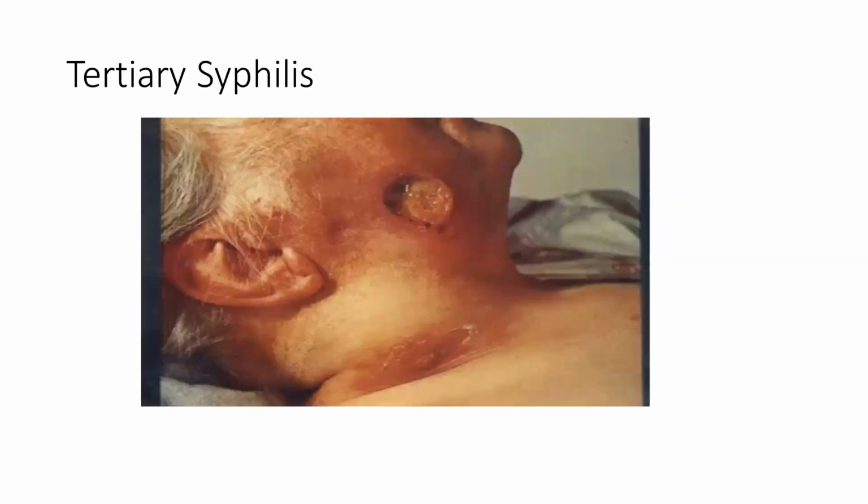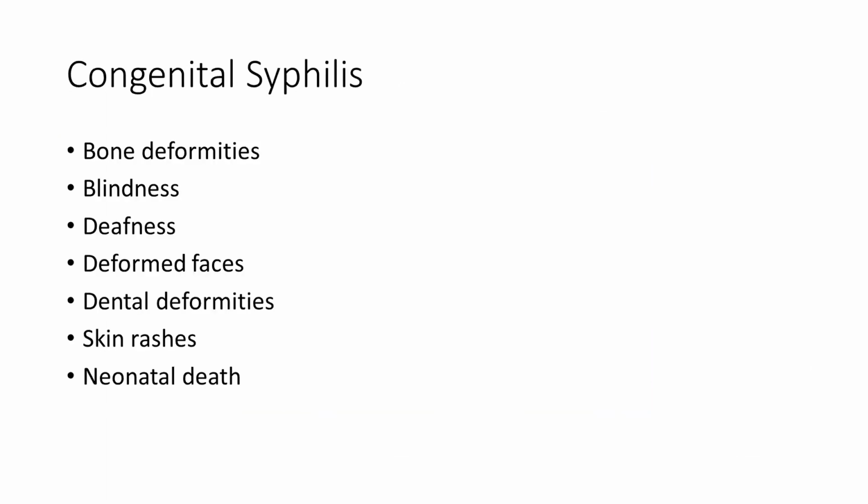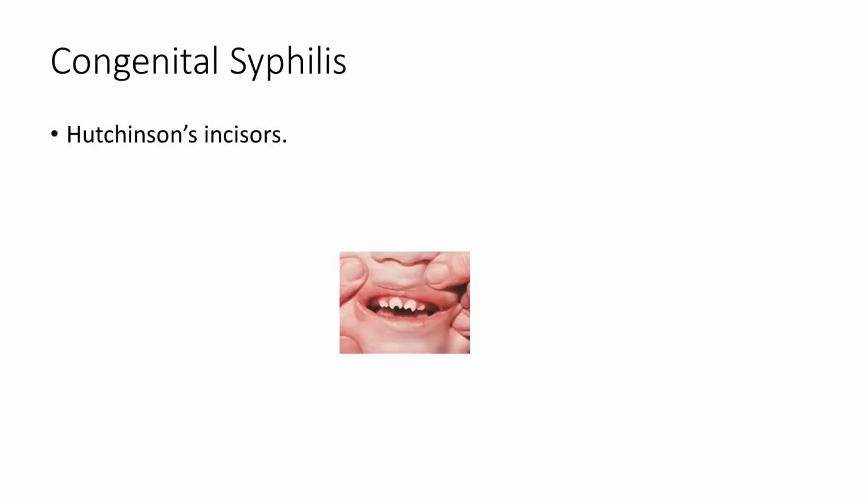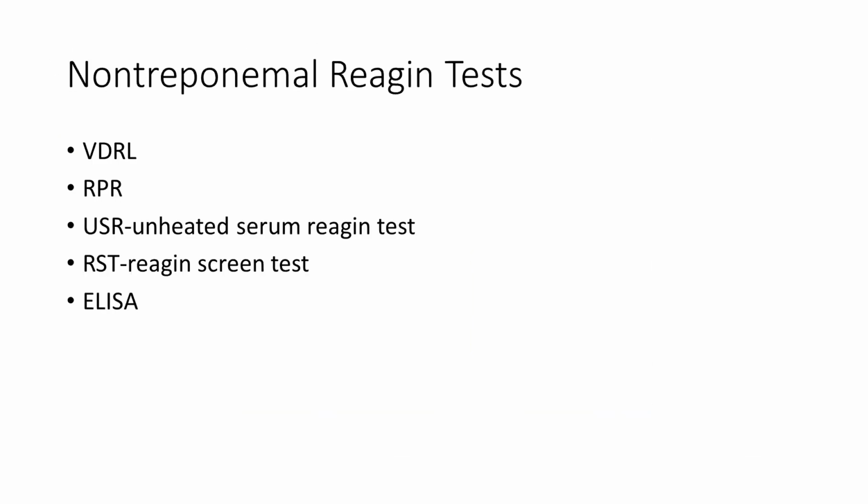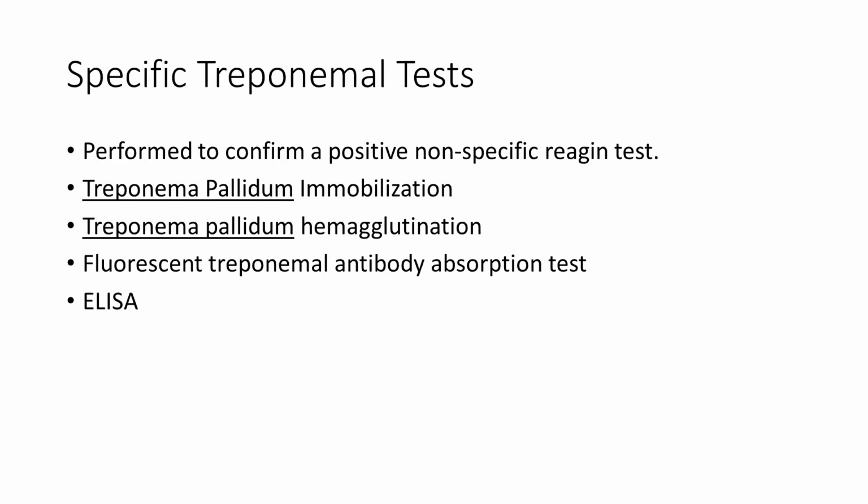This is a picture of gumma of tertiary syphilis, not commonly seen now because of early treatment possible. Then congenital syphilis with bone deformities, blindness, deafness, deformed faces, skin rashes, dental deformities. This is the most common congenital deformity of the teeth called Hutchinson's incisor, which are peg-shaped or barrel-shaped teeth. Then there are non-specific tests like VDRL, RPR, and ELISA. Then there are specific treponemal tests like Treponema pallidum immobilization test, hemagglutination test, and FTA-ABS.